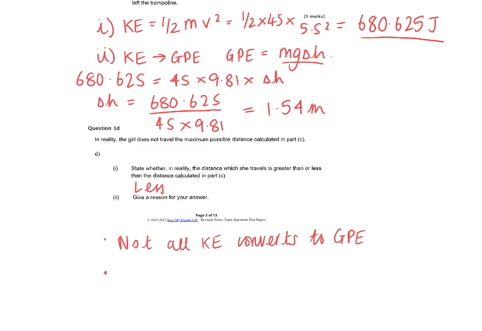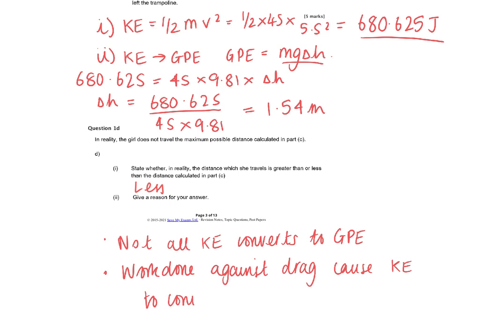What's going to happen is there's going to be some work done against the drag, the friction, the air resistance, and that's going to cause some of the KE to convert to thermal energy, which in this case is a wasted energy for the system.